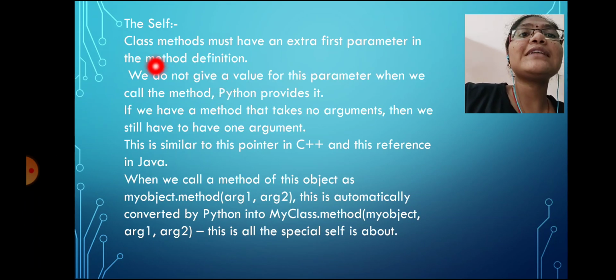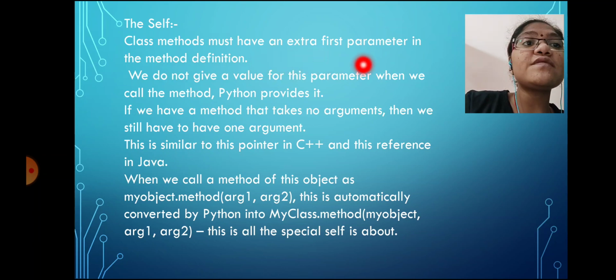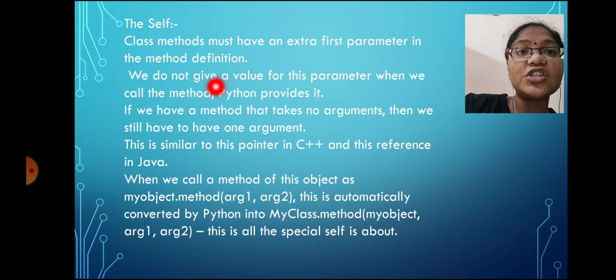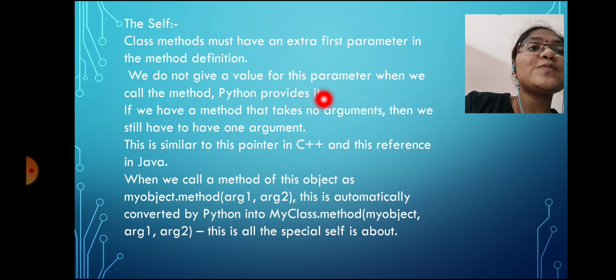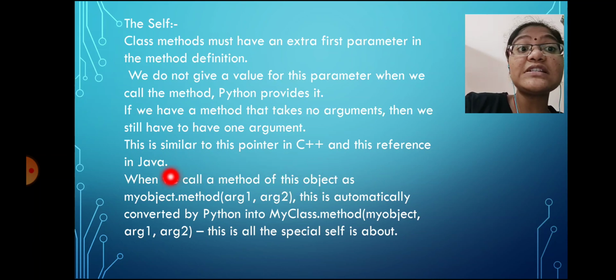Self. The class methods must have an extra first parameter in the method definition. We don't give a value for this parameter when we call the method. Python itself provides it. If we have a method that takes no arguments, then we still have to have one argument. This is similar to the this pointer in C++ and the this reference in Java.